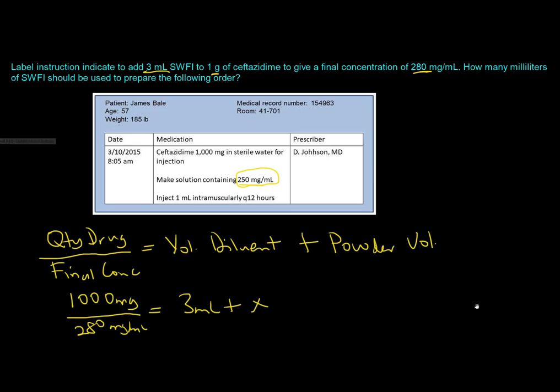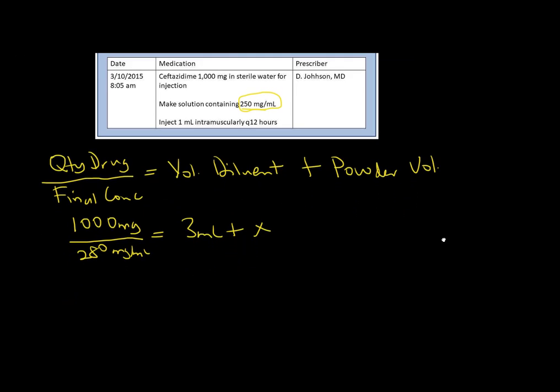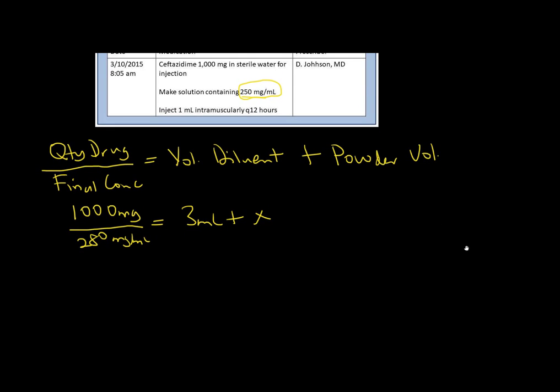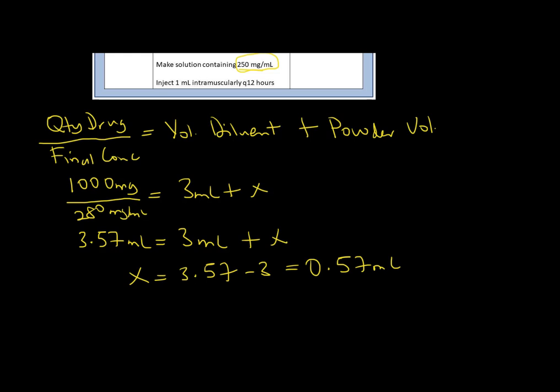Okay. So we're going to pull this up a little bit. We are done with that piece of information. And if we solve for our unknown, we're going to end up with, on this side of the equation, 3.57 equals 3 ml plus x. So the x is going to be equal to 3.57 minus 3, which is 0.57 ml. So that's the powder volume.